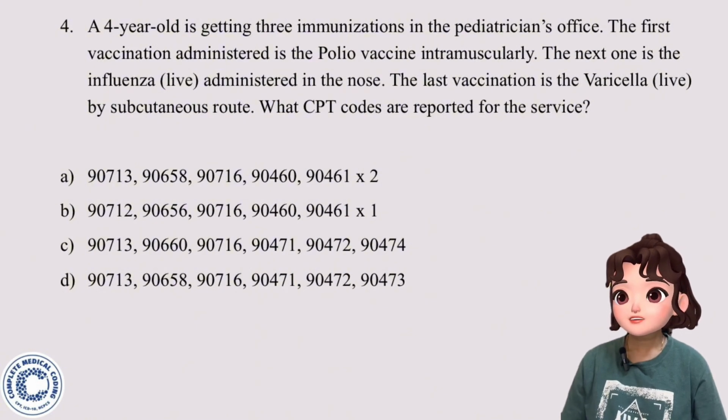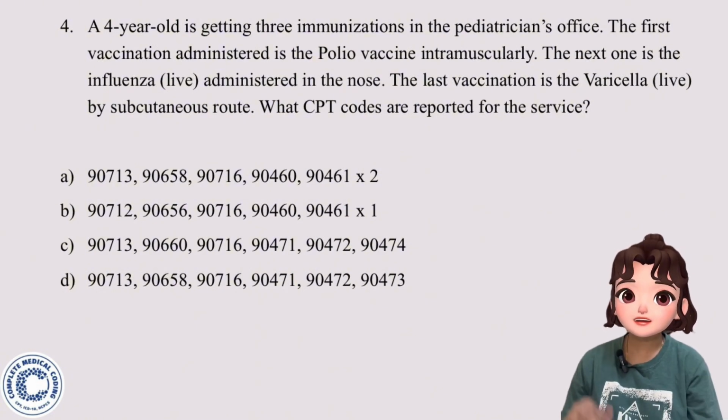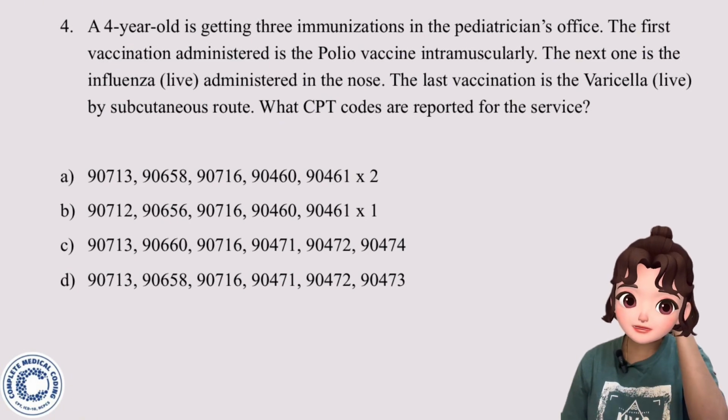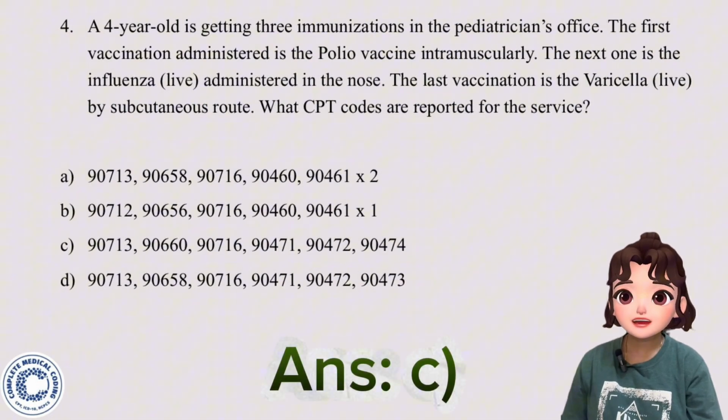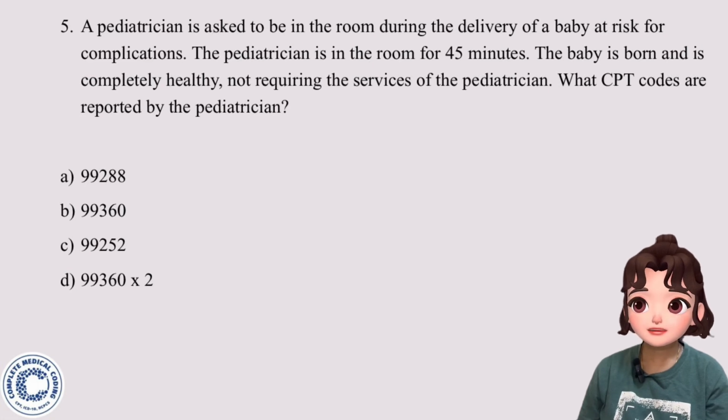Okay. And what is 90474? For kids, for pediatrics, those below 18 years, you always have to use the code 90471 and starting 90471. And for adults, you have to use 90460 and 461. Okay. So you got the answer as option C. Now moving on to the fifth question.